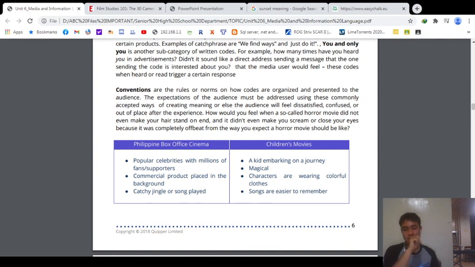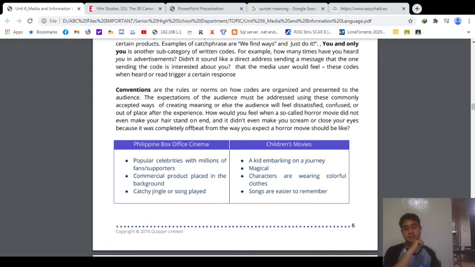Philippine box office cinema, then children movies, okay? There are two categories. The Philippine box office cinema is those popular celebrities with millions of fans, supporters, commercial products, no? Catchy jingle or song play, right? The other category is the children movies, okay? Kids embark on a journey, magical, right? Characters are wearing colorful clothes, then songs are easier to remember. Okay? So you have songs from your childhood.